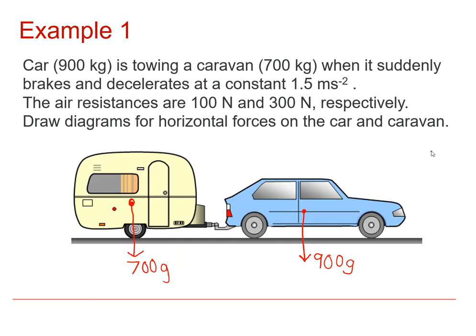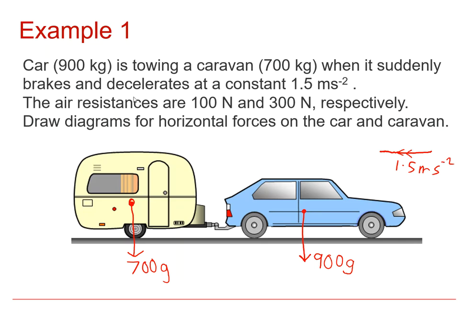So to indicate this is not a force, I'm not going to draw it on the objects themselves. And the standard way to indicate an acceleration is to use a double arrow like that. So just to be clear, that's the acceleration of both the car and the caravan. They're attached to each other, so they'll be doing the same thing at the same time. And that's 1.5 meters per second squared.